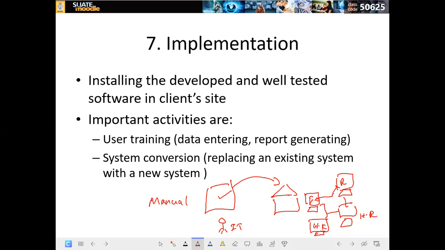Right. So that's the thing which is done under the implementation.